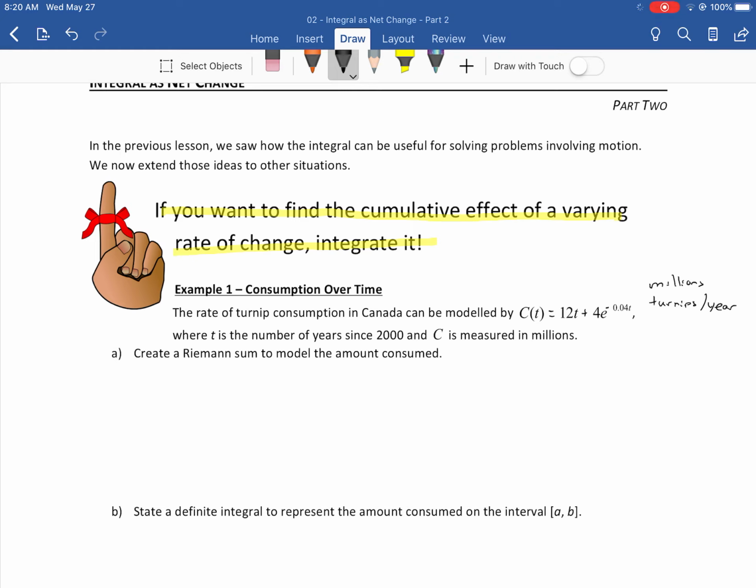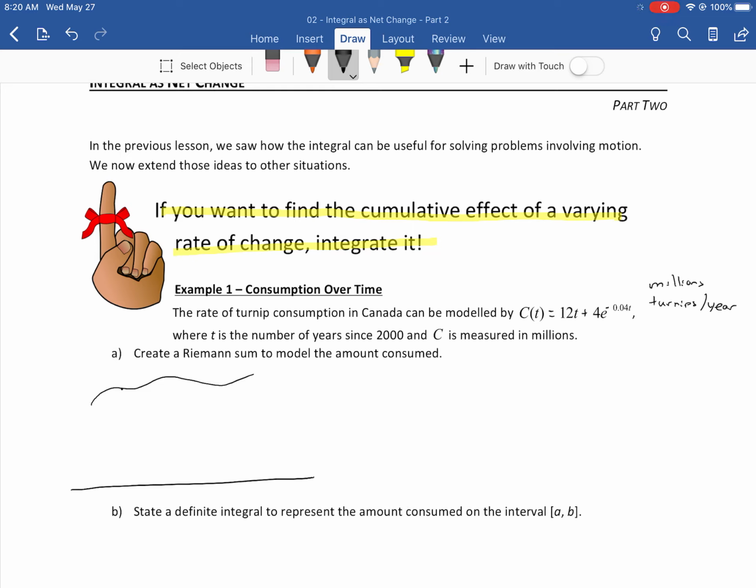And why I specifically put the unit down there is it really helps me when I'm doing these integral questions to think about the units going on here. We're talking about turnips per year. Eventually, we're going to multiply that by years, and that'll give us turnips. Once I have those units in my mind, it really helps me to set up the Riemann sums and the definite integrals. I don't know exactly what this graph's going to look like, and I don't really care. It's some kind of graph that indicates how many turnips are being consumed each year.